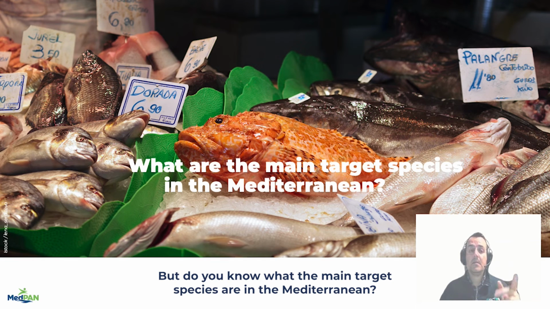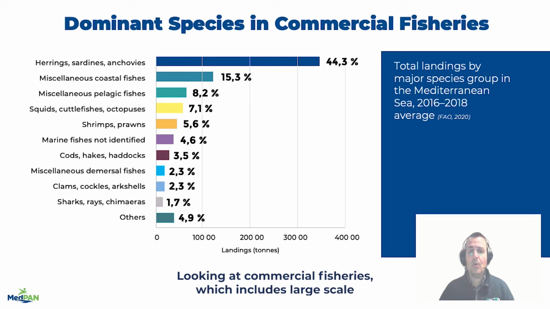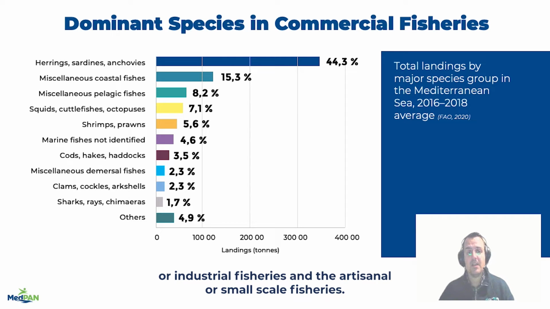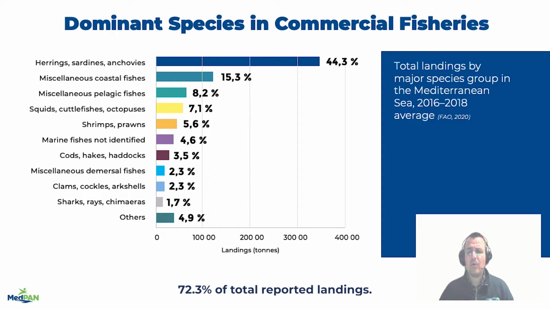But do you know what the main target species are in the Mediterranean? Let's see who they are across the different fishing sectors. Looking at commercial fisheries, which includes large-scale or industrial fisheries, and the artisanal or small-scale fisheries, three species groups emerge as dominant, making up to 72.3% of total reported landings.